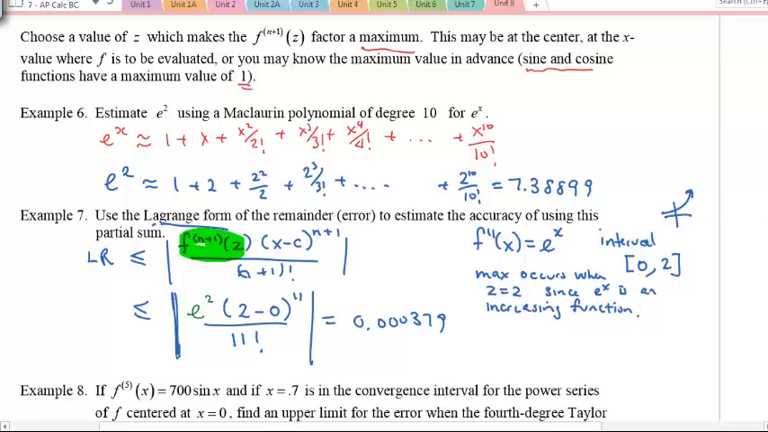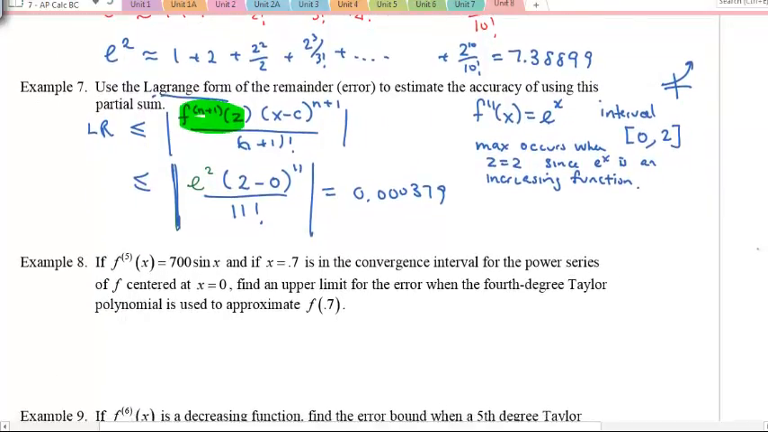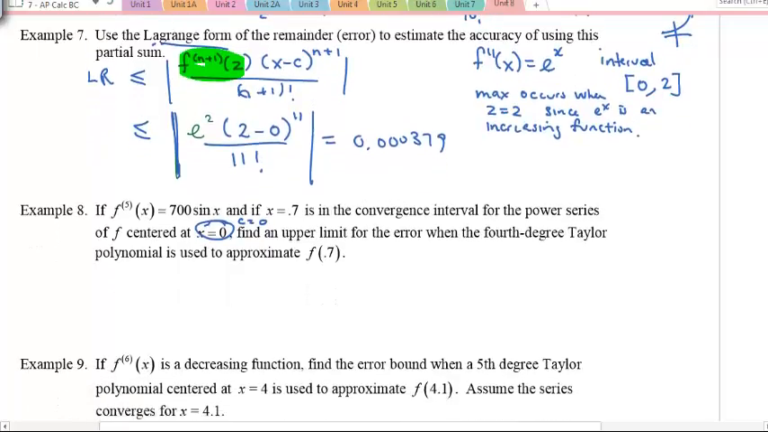Okay. You can try number 8. Same kind of idea. Notice the fifth derivative of f is 700 sine x. So I gave you the fifth derivative. And I told you the x value is 0.7. And it's in the convergence interval for the Taylor series centered at x equals 0. So notice this is like my c value, right? c equals 0. Find an upper limit for the error when the fourth degree Taylor polynomial is used.